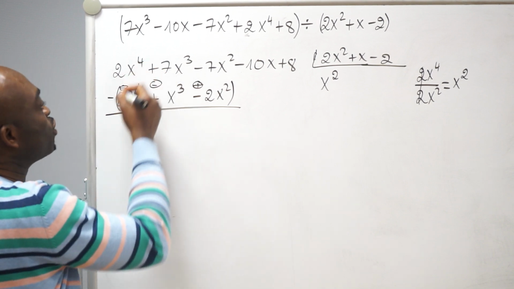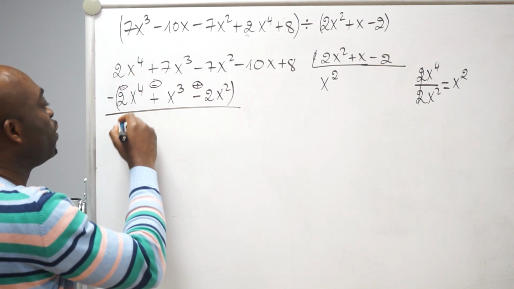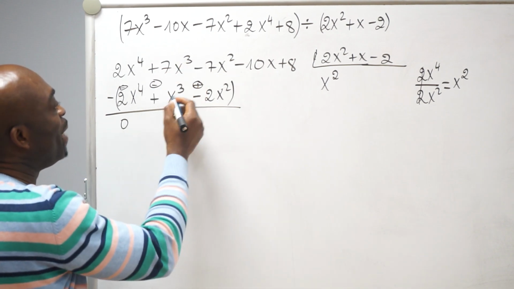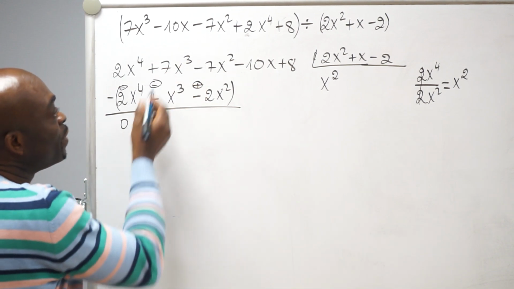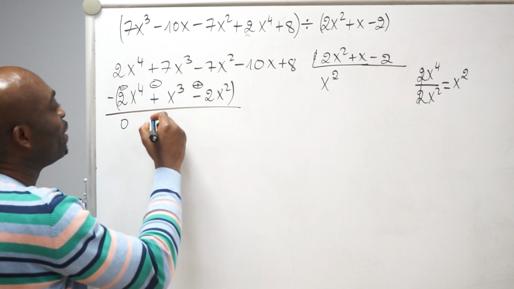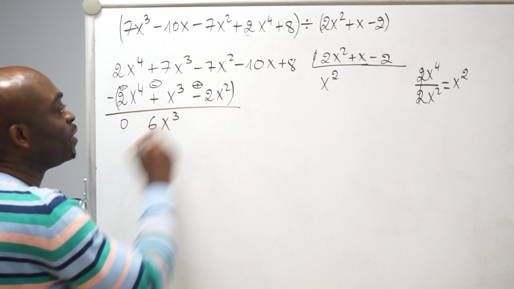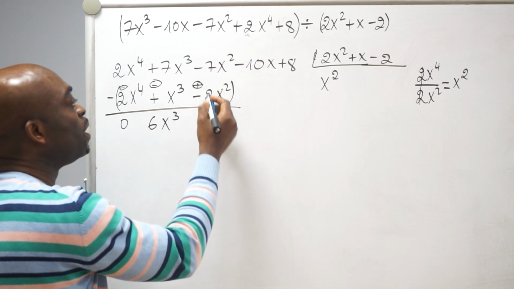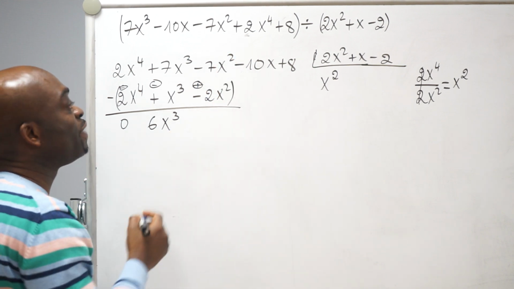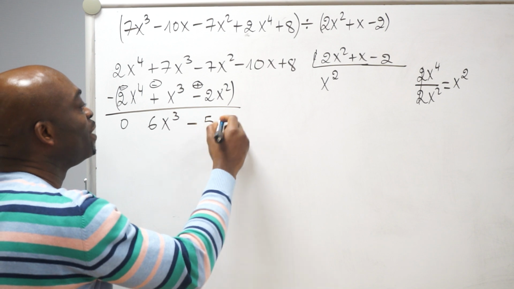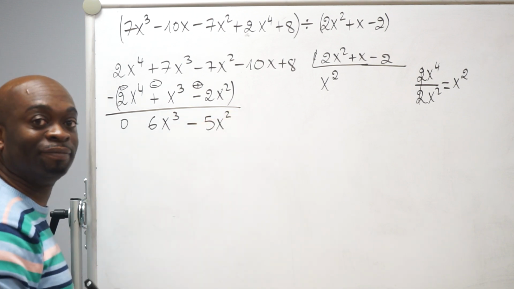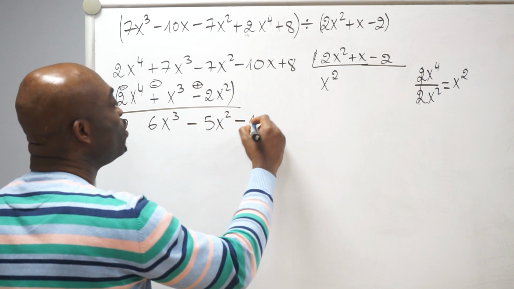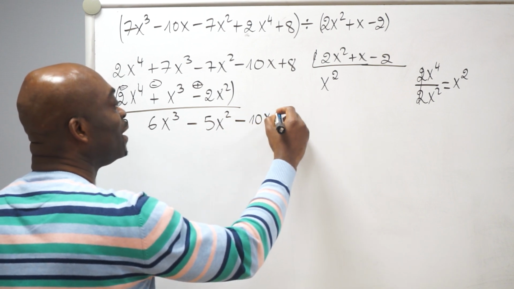So 2x to the fourth minus 2x to the fourth gives us 0. 7x to the third minus x to the third, because 7 minus 1, gives us 6x to the third. Then negative 7x to the second plus 2x to the second gives us negative 5x to the second power. All right? And then we just bring down whatever we have not used, so 10x and then plus 8.